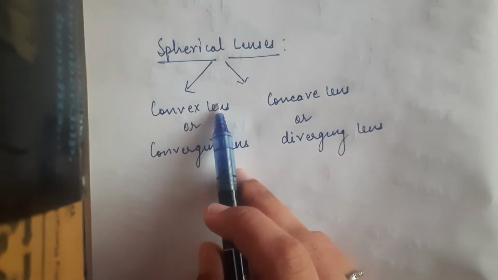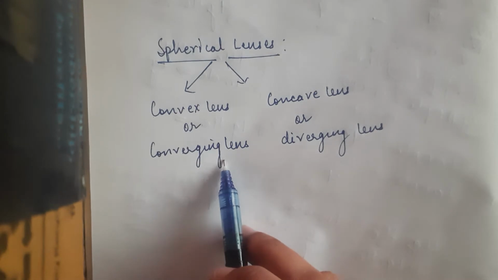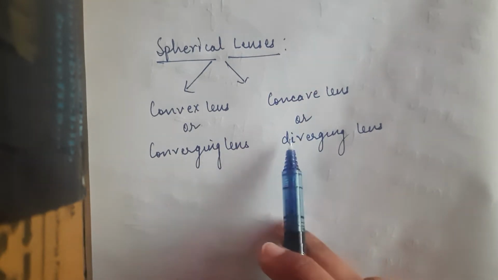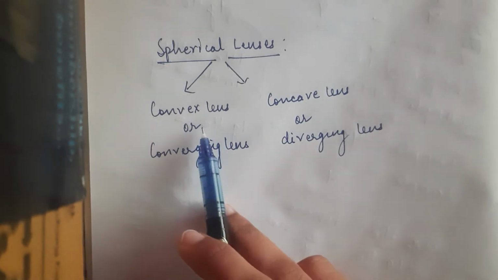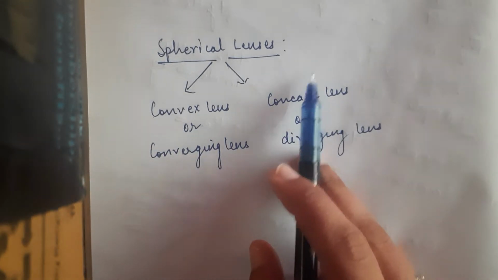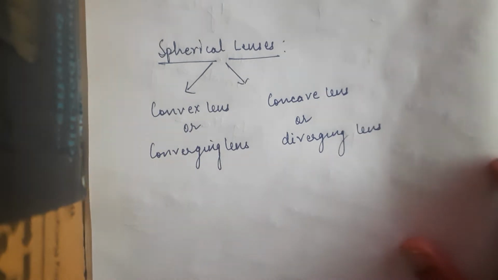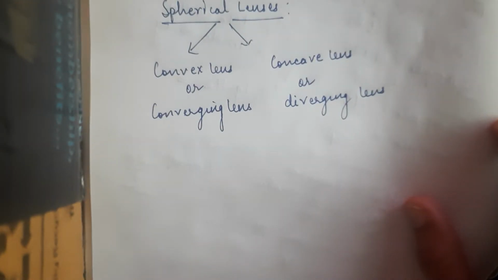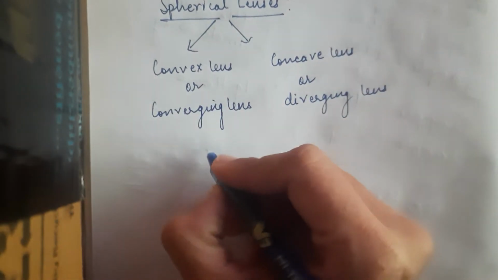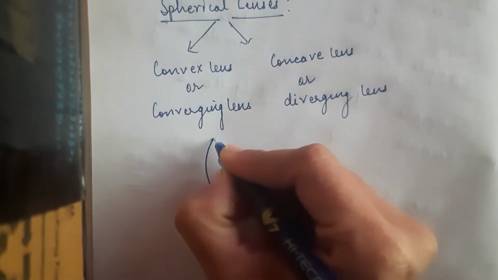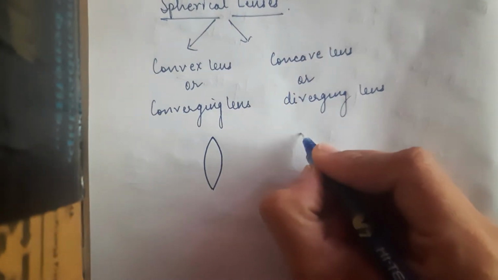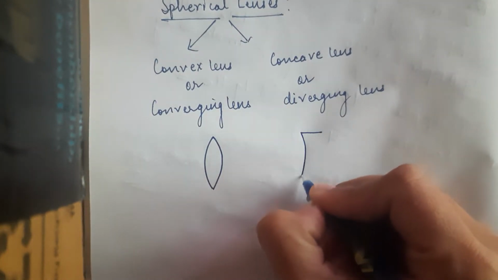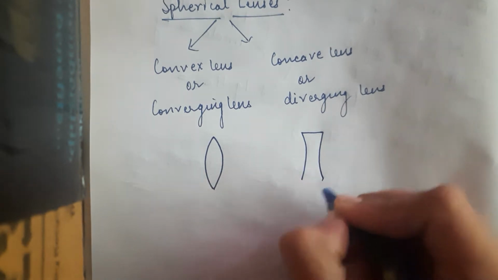One is the convex lens, also termed the converging lens. Another is the concave lens, also called the diverging lens, right? Now let's see why the convex lens is called a converging lens and why the concave lens is called a diverging lens. Before that, let's see what their shapes are, how they look. A convex lens looks like this, whereas a concave lens has a shape like this.